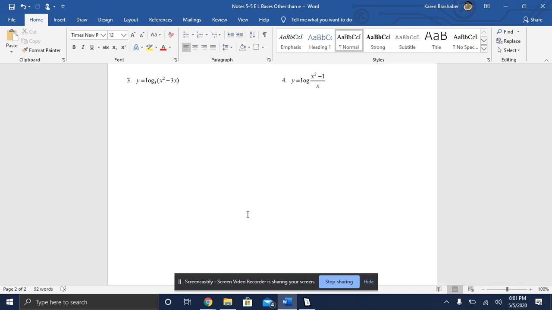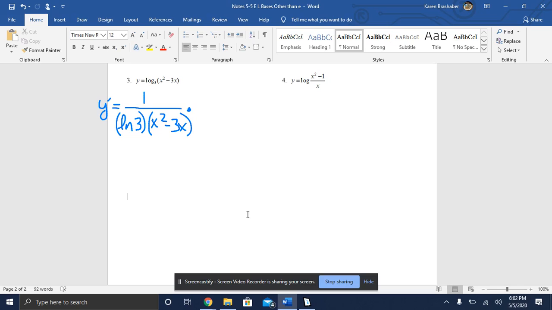For example 3, we've got y equals the log base 3 of x squared minus 3x. So our derivative, y prime, will equal 1 over the natural log of the base, and we'll multiply that by 1 over the argument, x squared minus 3x. And so I'm just going to go ahead and write that all in the same denominator.